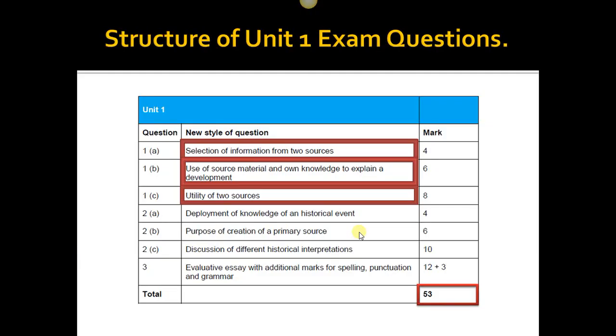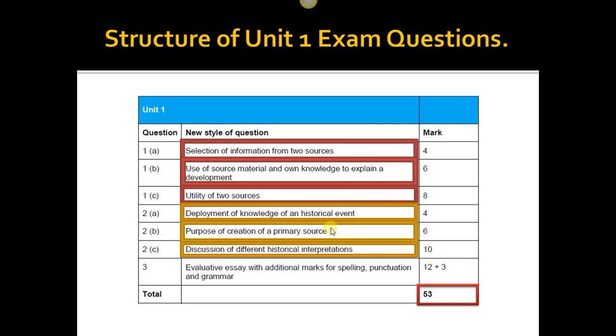Okay, moving on. As you know, in the last video, we looked at question 1A, 1B, and 1C with top tips and advice on how to answer that. Now we're going to look at question 2, and that's going to be question 2A, 2B, and 2C.